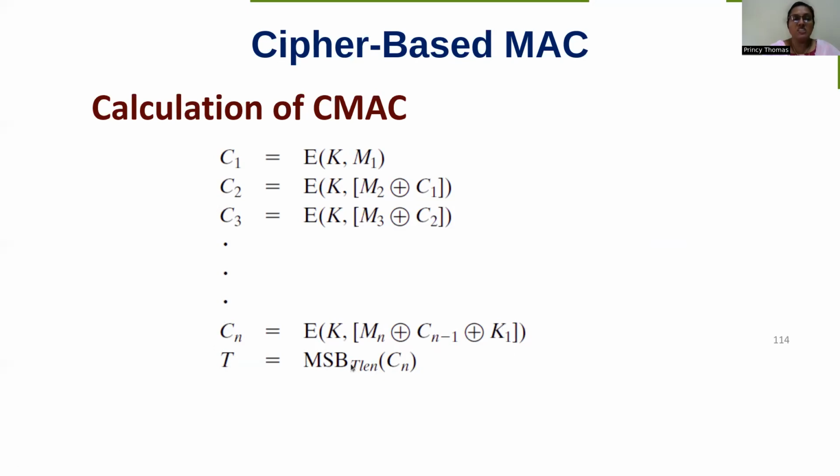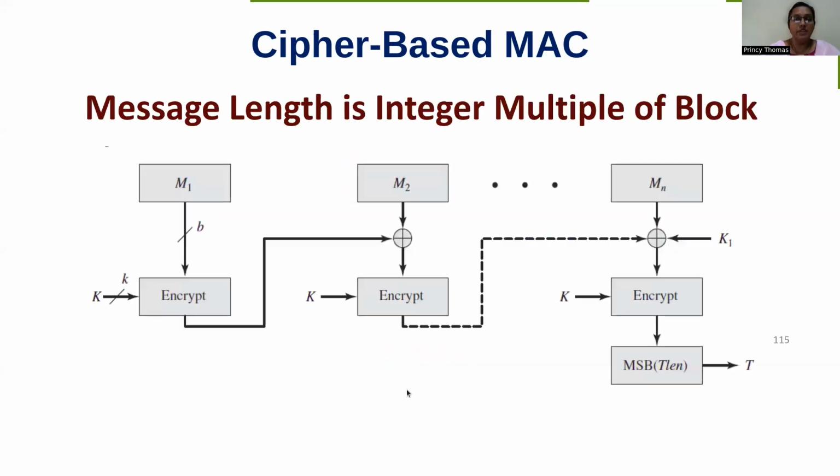Okay, so from this C of N we get our MAC. But the number of bits may be different. So that is why we take the most significant bits of TLEN. If TLEN is equal to, not 10, it will be multiples of 8. But if it is 10, then the most significant 10 bits are taken as the MAC for this particular message. Okay, this is the method by which a cipher is used to create MACs.